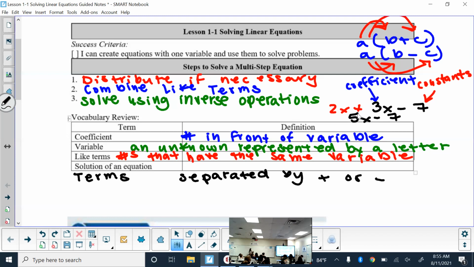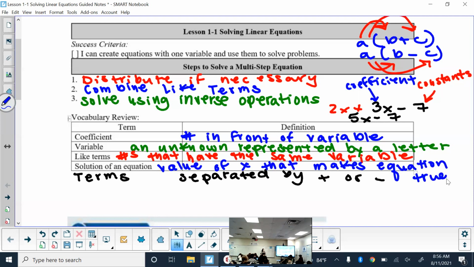All right, one more definition for you. Solution of an equation is going to be the value of x, or whatever the value of the variable. I'll just put value of x, that makes the equation true. The solution of an equation is the value of x that makes the equation true.